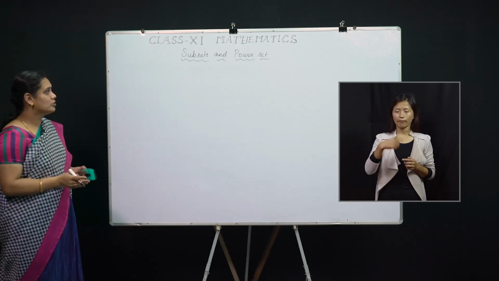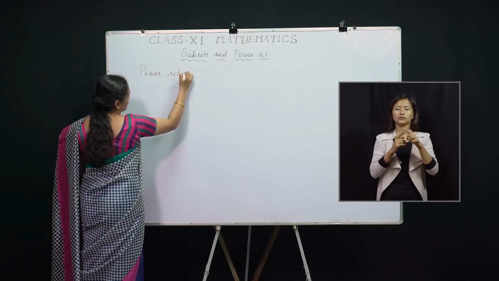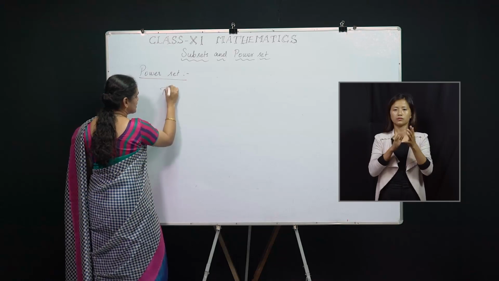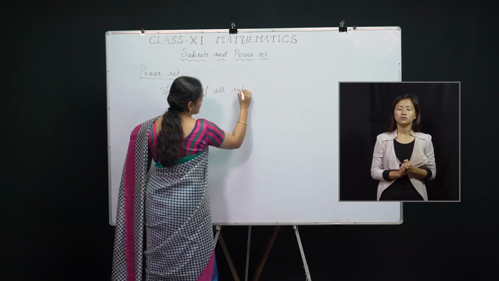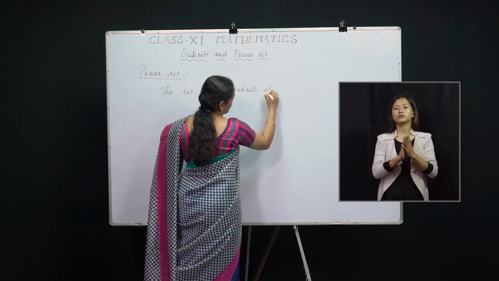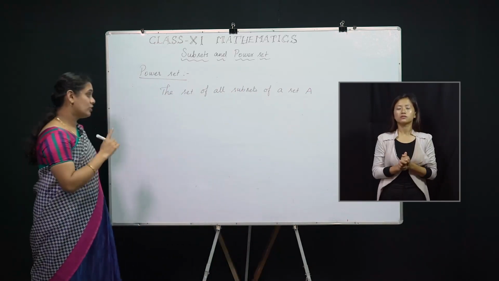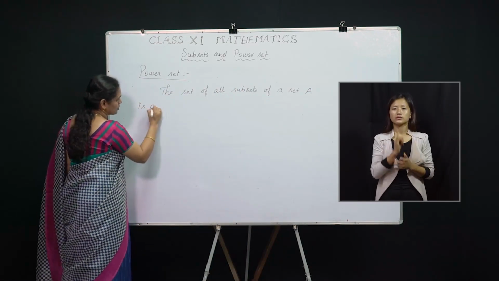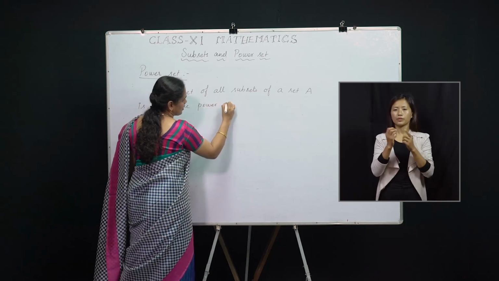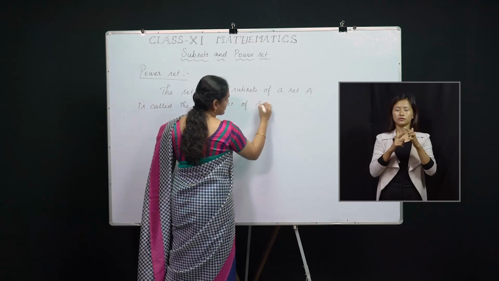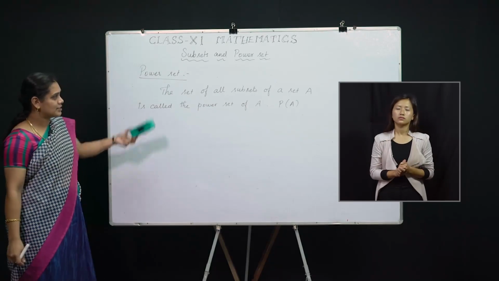Next one, we will move on to power set. Power set. That means the set of all subsets of a set. For example, A. The set of all subsets of a set A is called the power set of A, and it is denoted by P of A. Power set of A. Okay, the set of all subsets.